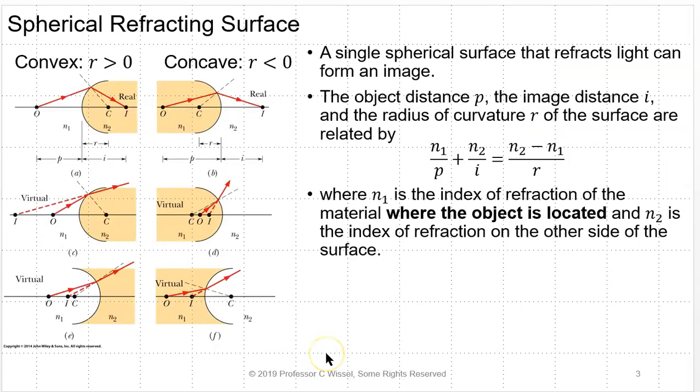Okay, now all lenses are formed from spherical refracting surfaces. Basically, a single spherical surface that refracts light can form an image. The object distance is p, the image distance is i, and the radius of curvature r of the surface are related by n1 over p plus n2 over i equals n2 minus n1 over r. n1 is the index of refraction of the material where the object is located, and n2 is the index of refraction on the other side of the surface. And here are some spherical surfaces. This is basically the sign convention for this. It does not necessarily refer to these ones down here.